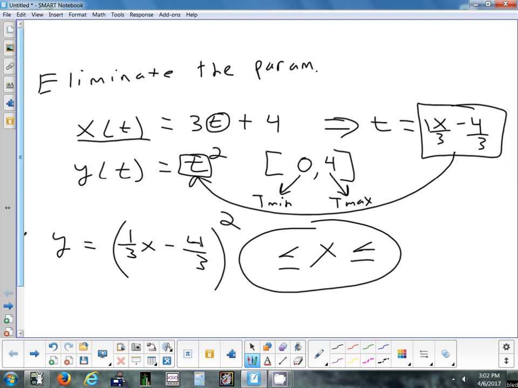Okay. I remember that. I remember going back in. Those two numbers are going to take the place of t. So start with your t min. What would you get if you plug in 0? 4. And what if you plug in t max?